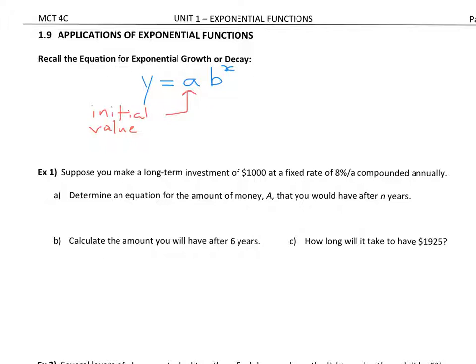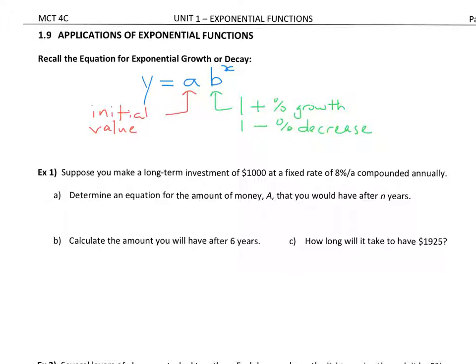Okay, so the a is your initial value, and the b is either 1 plus the percent growth, or it's 1 minus the percent you're decaying or decreasing by. That's supposed to be a percent sign, decrease. Okay. So we're going to use this concept to help us do some more application questions. Yesterday we were focusing more on the money application, which really is this formula, just some special cases of it.